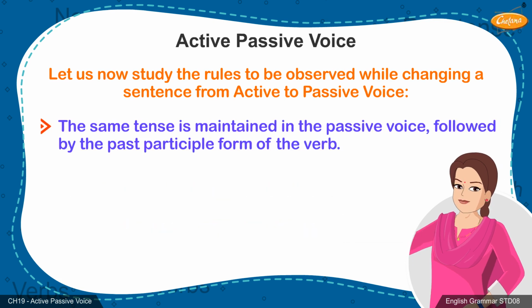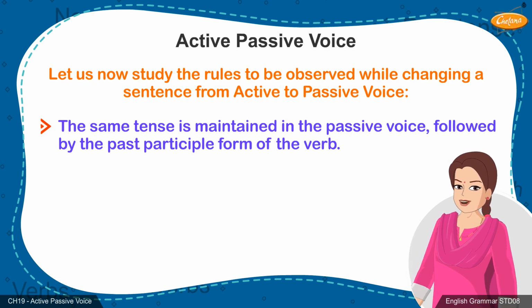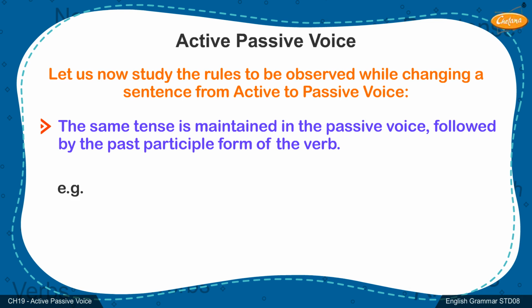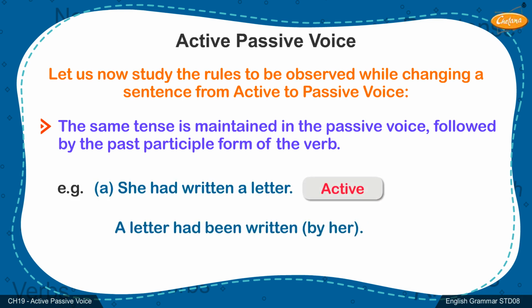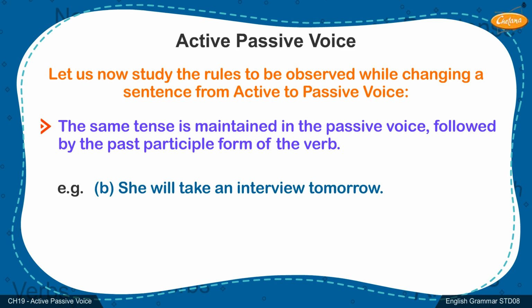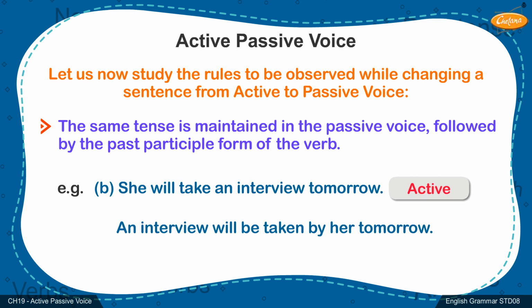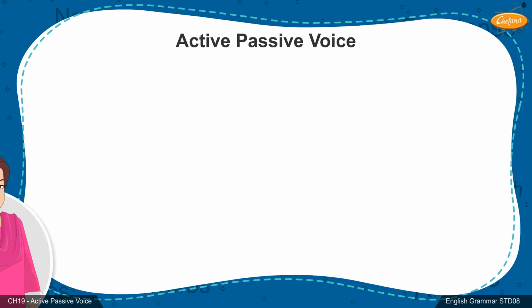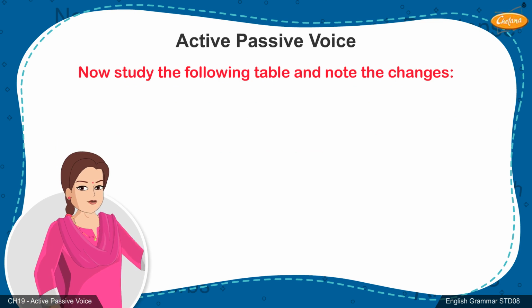The same tense is maintained in the passive voice, followed by the past participle form of the verb. Example: A. She had written a letter. Active. A letter had been written by her. Passive. B. She will take an interview tomorrow. Active. An interview will be taken by her tomorrow. Passive. Now study the following table and note the changes.